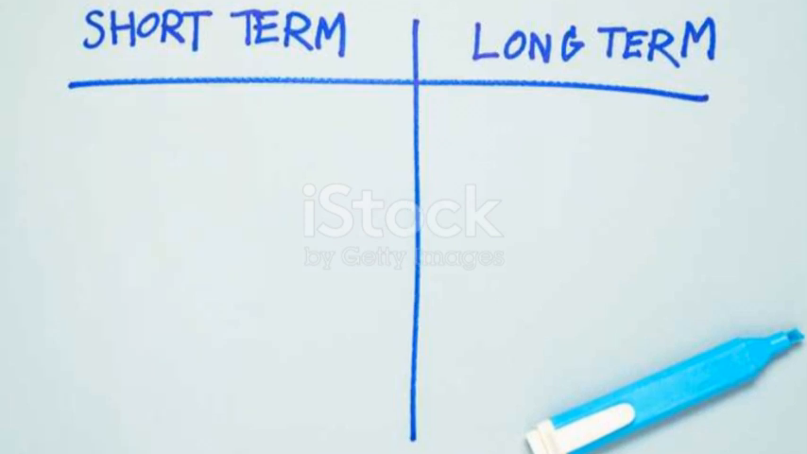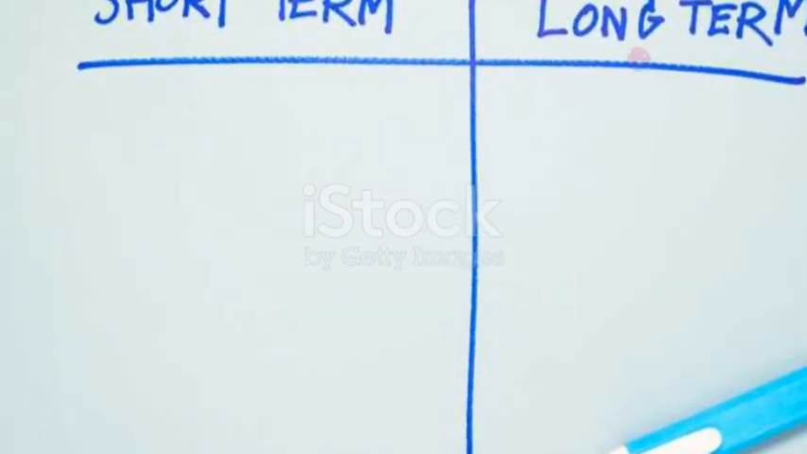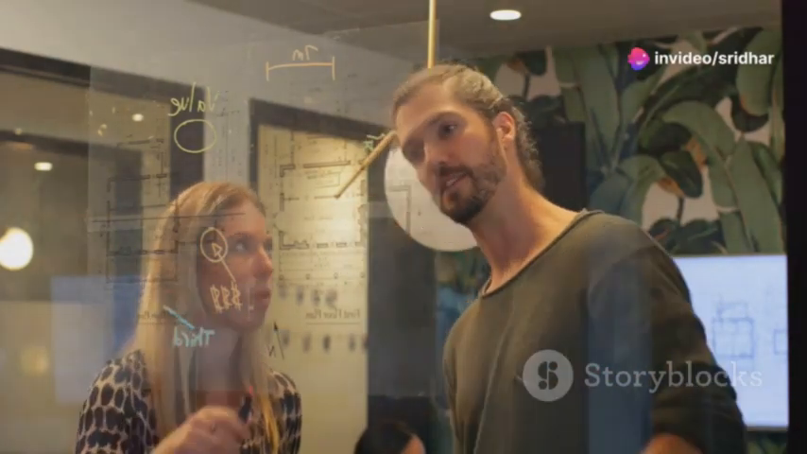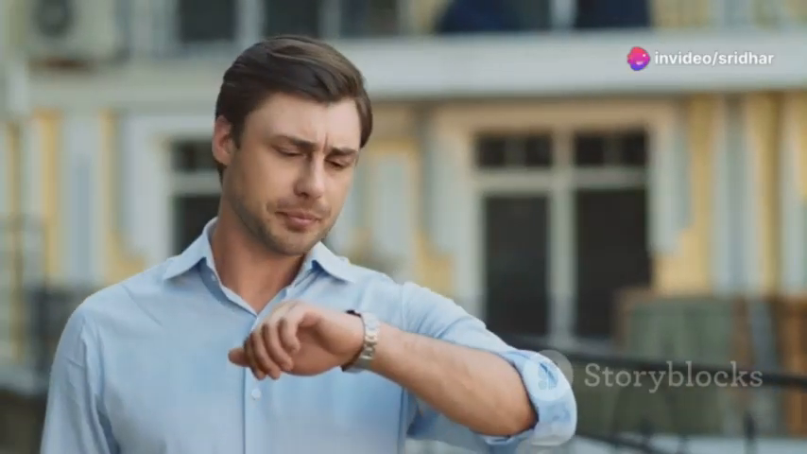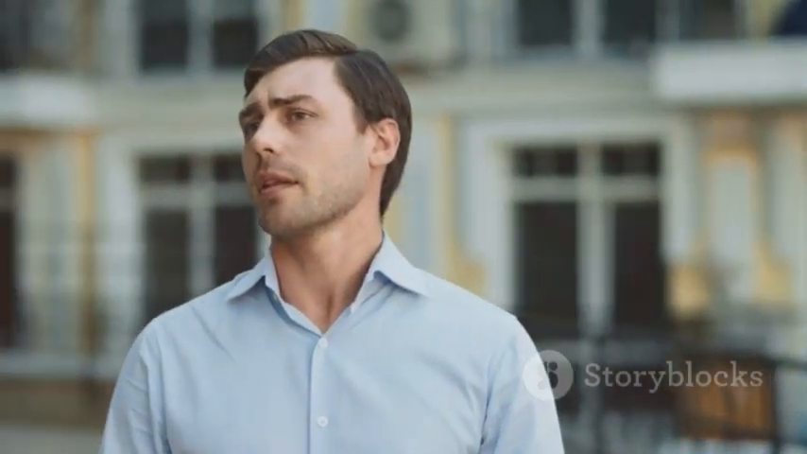Hofstede's cultural dimensions, long-term versus short-term orientation. Geert Hofstede's theory distinguishes between long-term planning and short-term results. Long-term orientation values perseverance, thrift, and long-term planning. Meanwhile, short-term orientation emphasizes immediate results, tradition, and social obligations.